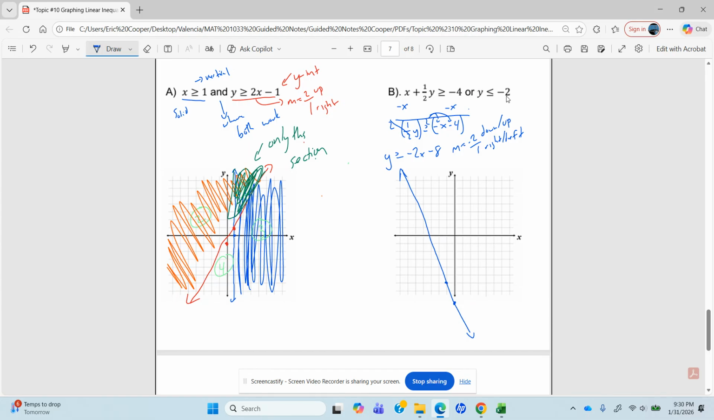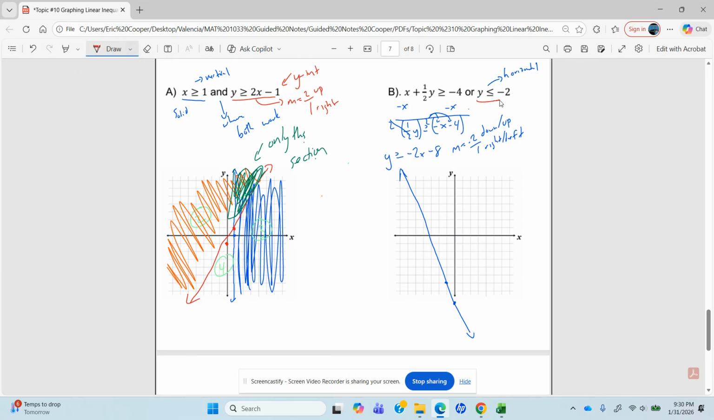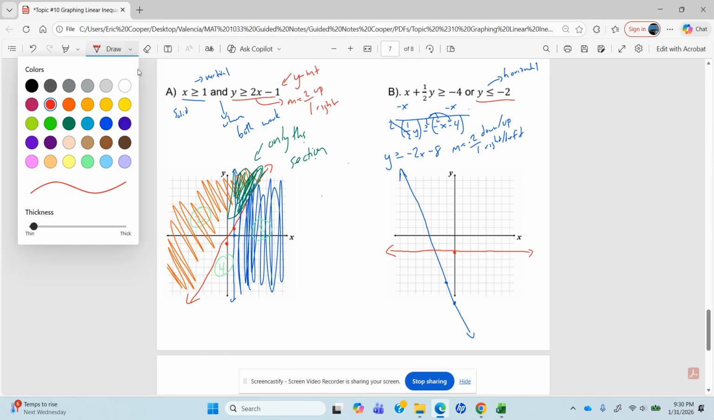Next, let's do y is less than or equal to negative 2. So again, if you have y, it's horizontal, and it goes through negative 2. Let's do this one in red. So I'm here at negative 2. I know I'm going to have a horizontal line going through it. It has the equal sign in it, so we're going to go through and put it through like that.